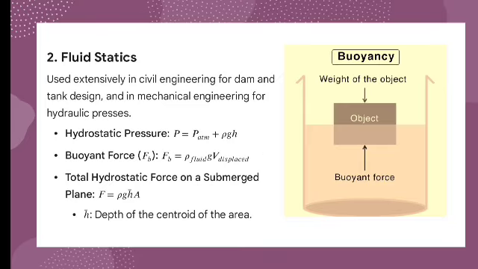Next is fluid statics. In that hydrostatic pressure is P equals to atmospheric pressure plus rho gh. Buoyant force equals to rho fluid g into V displaced, so means rho gV. Total hydrostatic force on a submerged plane is F equals to rho gh into area.